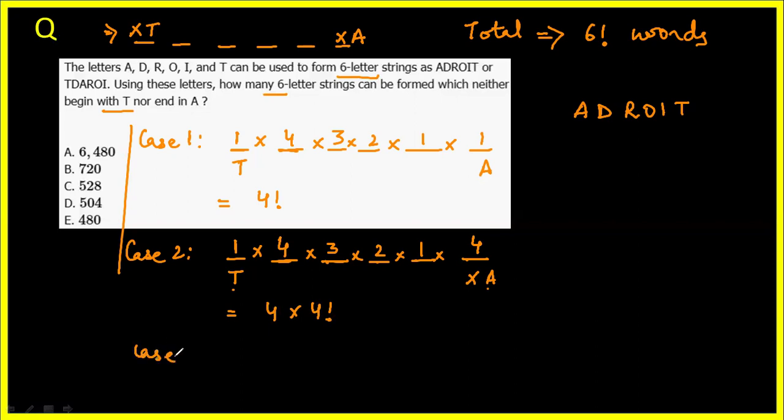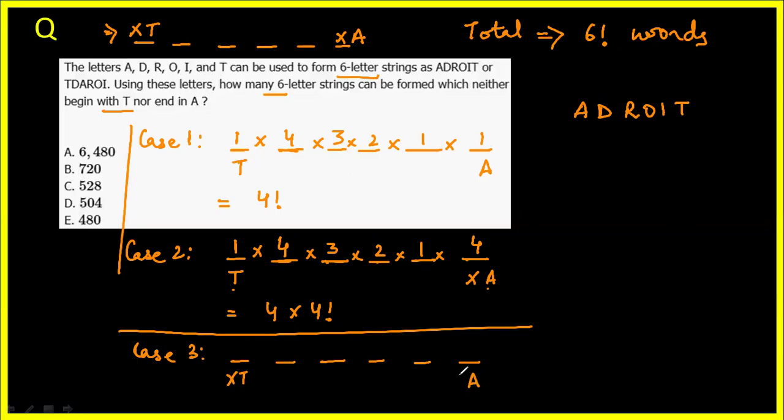Now, case number 3. There will be a case number 3 wherein the word ends with A. There will be some words in this 6 factorial which end with A but do not start with T. Now, how many such words are there which end in A? Let's fix the position of A, that is the last position. How many choices? Only one. We have fixed A. How many for the leftmost position? A cannot come, T cannot come. Out of 6, 4 choices for this.